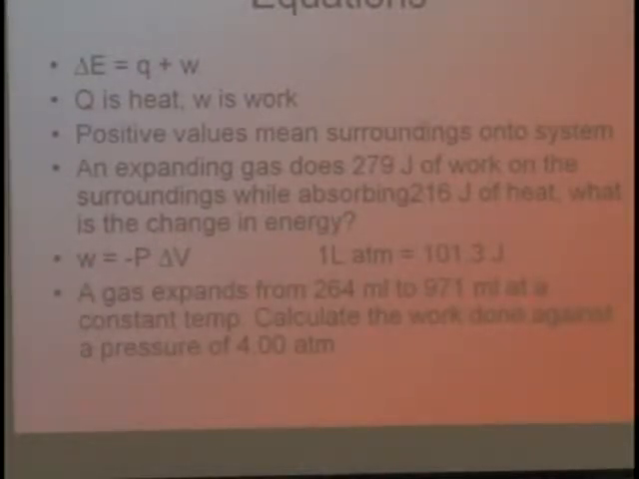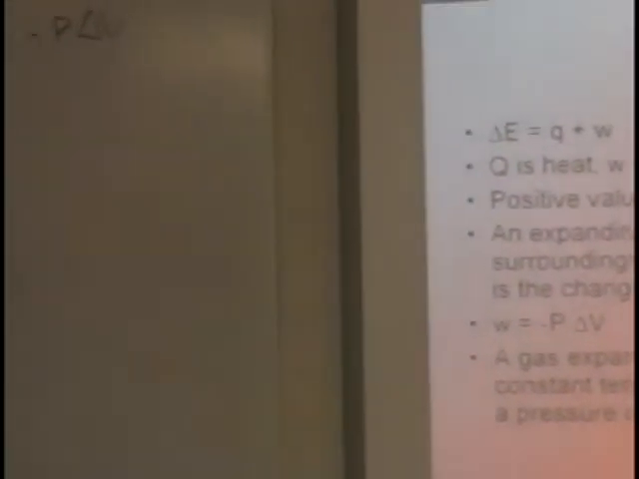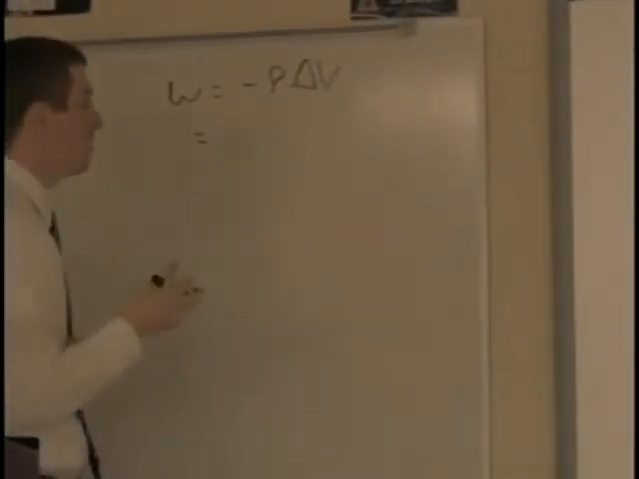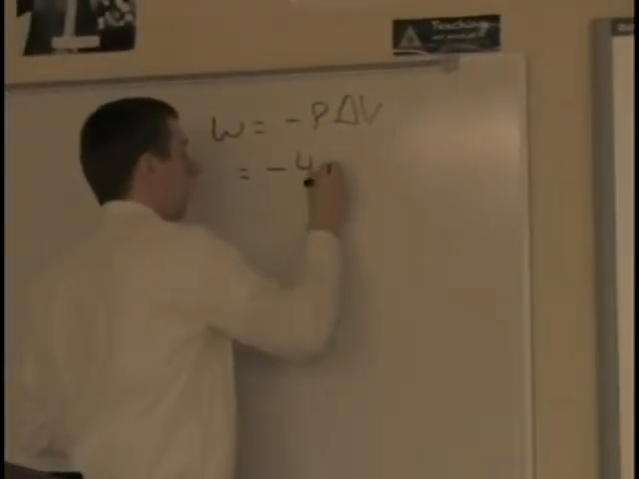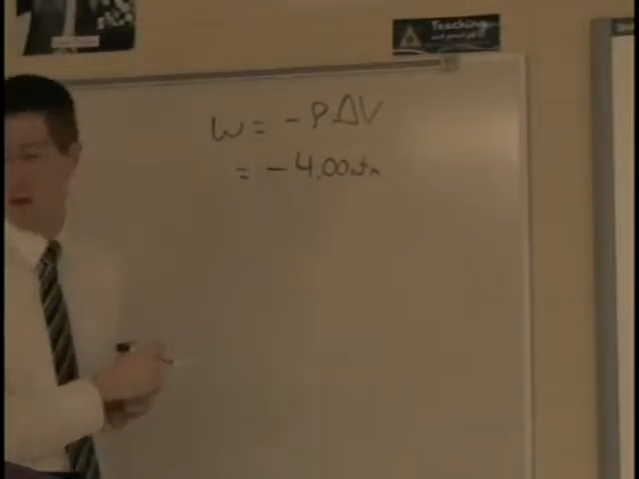Say a gas expands from 264 milliliters to 971 milliliters at a constant temperature. Calculate the work done against a pressure of 4 atmospheres. So the equation we're using is the work equals negative P delta V. So first off, we're going to solve for the work. The pressure given to us is going to be 4 atmospheres. And again, I'm just putting the negative sign right away there. Delta V.